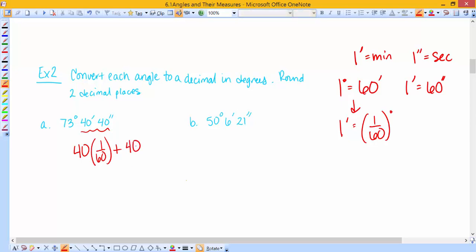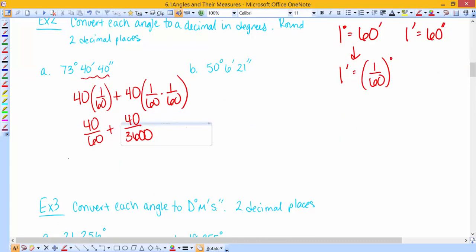Now I need to convert the seconds. 40 seconds. Well, to convert it to minutes, I multiply it by 1/60. And then I have to convert this to degrees. So I need another 1/60. This is coming from the fact that there are 60 seconds in 1 minute. So I do need to multiply this twice. So here I end with 40/60 plus 40/3600. And then just go ahead and use your calculator.